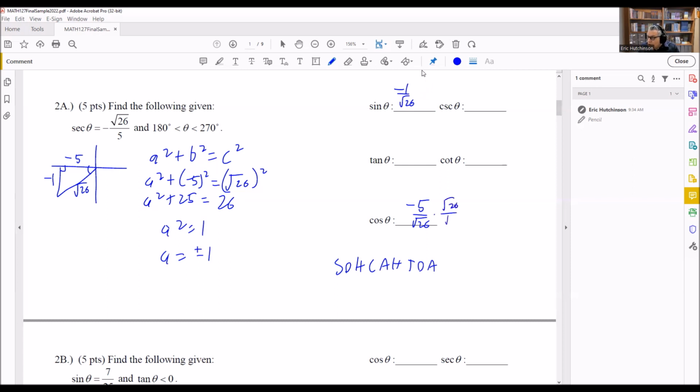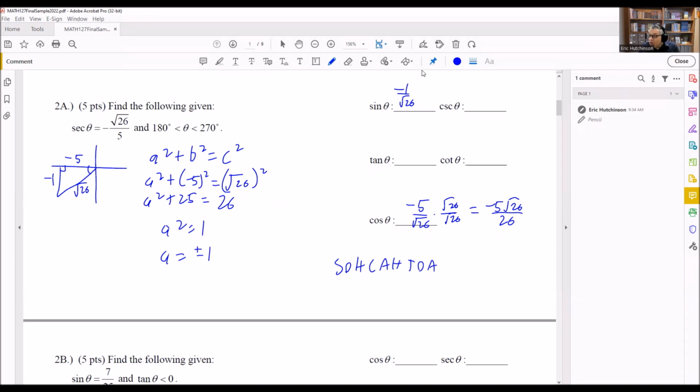I'm going to rationalize this by multiplying top and bottom by radical 26 over radical 26. You don't have to actually do this unless the instructions specifically tell you to do so. If it does say rationalize all answers, then yes, you do need to rationalize your answer. If it doesn't say that, we don't have to worry about it. So I'm just going to rationalize them anyway here.